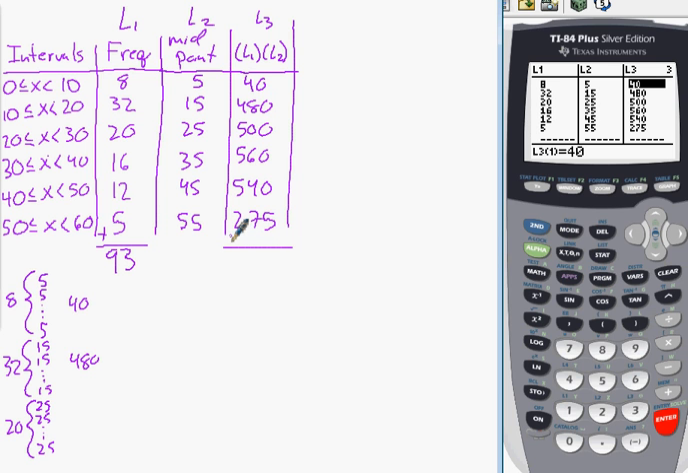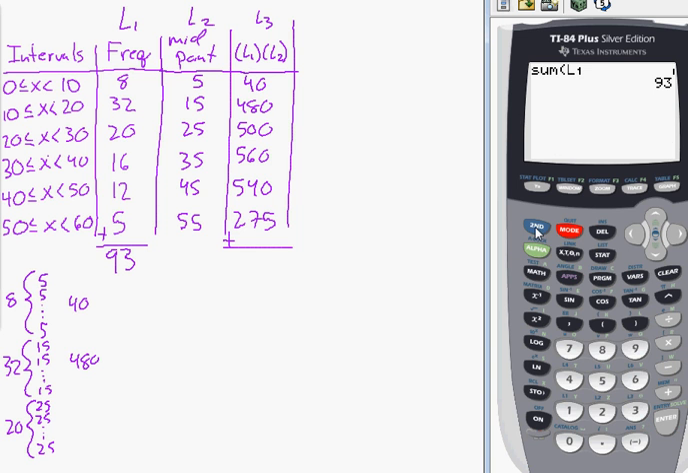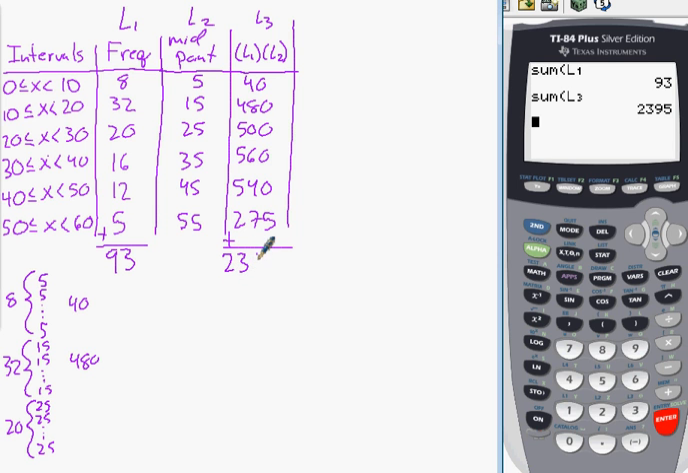So if we were to add up this L3, that would be adding all 93 of my data points. So I can add up L3, and I get 2395. Now, it's a fairly simple thing to get my mean, which would be 2,395 divided by 93, which turns out to be 25.75.